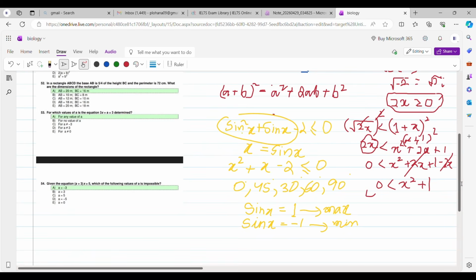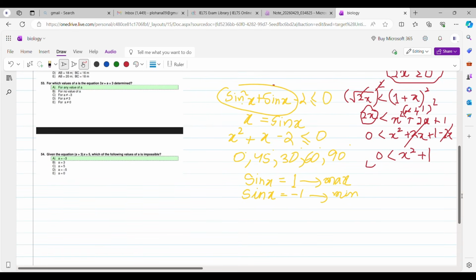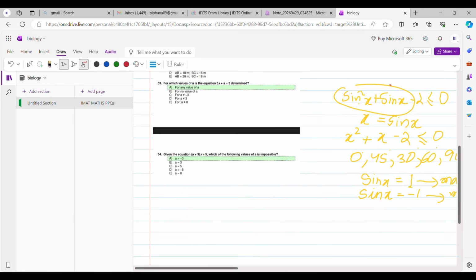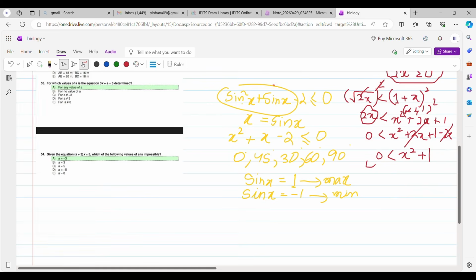So from here I can draw my conclusion that the value of my x will be in the range of minus 1 and 1 basically.